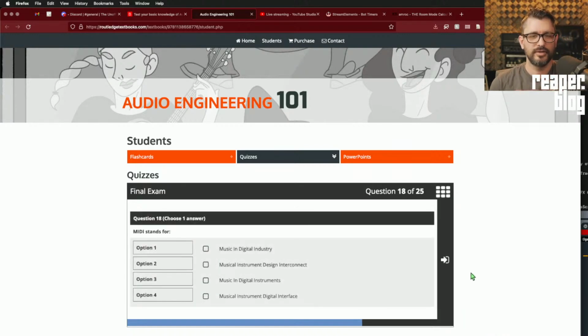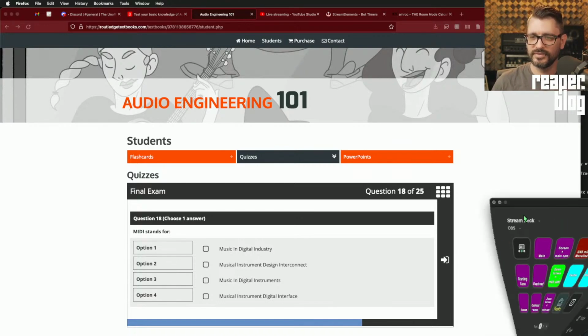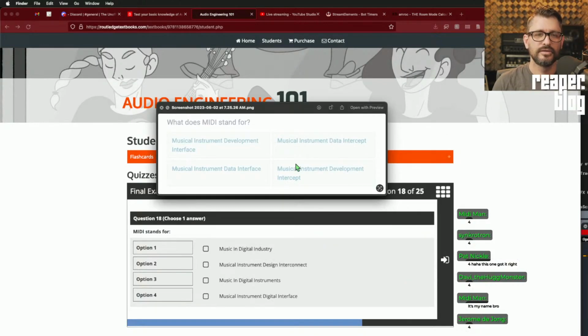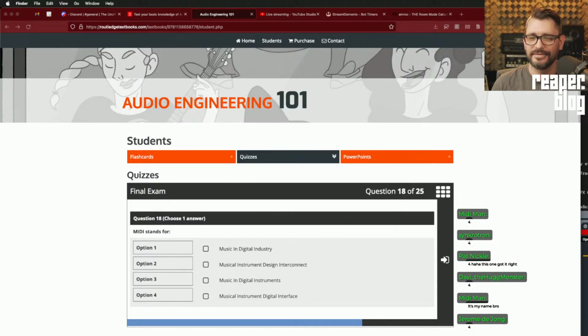MIDI stands for Music in Digital Industry, Musical Instrument Design Interconnect, Music in Digital Instruments, Musical Instrument Digital Interface. Yeah. I was going through quizzes this morning and last night, and I kept running into quizzes that had obvious errors. What does MIDI stand for? There's no right answer on this quiz. So, yeah, didn't want to do that one. It's Musical Instrument Digital Interface, of course.